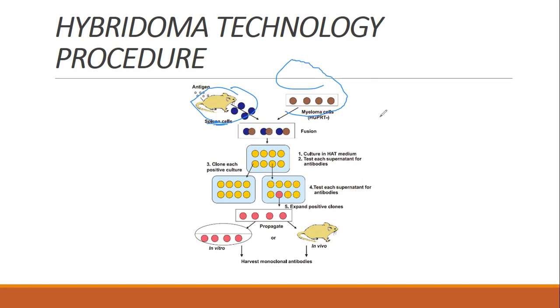Now, as we all know, after fusion we will select the fused cell that can produce the monoclonal antibody. How exactly will it be done? It will be done using culture in a HAT medium. We will use a HAT medium. Sorry for the bad drawing.